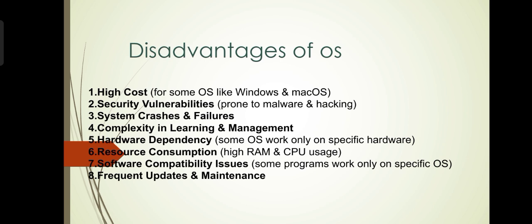It is hardware dependency, that is, some OS work only on specific hardware. Next, it is resource consumption like high RAM and CPU usage. And software compatibility issues. Some programs work only on specific OS. Frequent updates and maintenance are needed for the operating system maintenance.